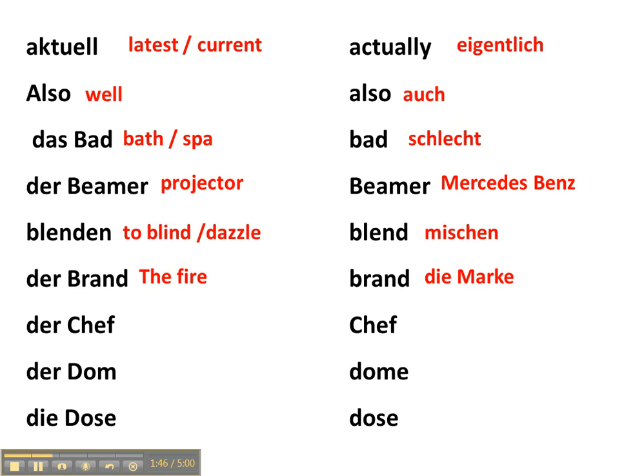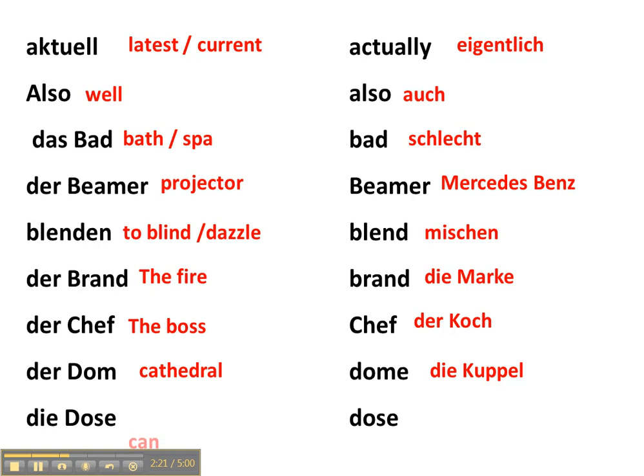Der Chef in German means the boss. But when we hear the word chef in English, we're thinking of der Koch. The word der Dom. In English, this word means cathedral, but in German, this means cathedral. And then in English, the word dome is die Kuppel, or it's a stadium. Sometimes we refer to stadiums as the dome, the Atlanta Dome, for example.